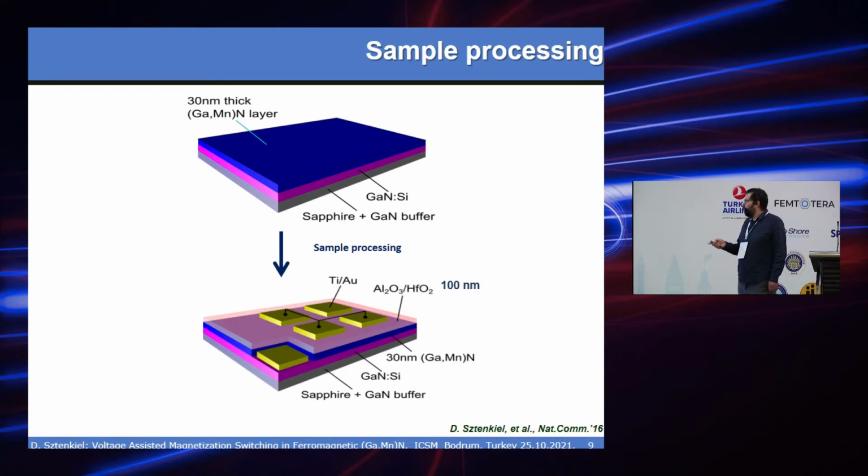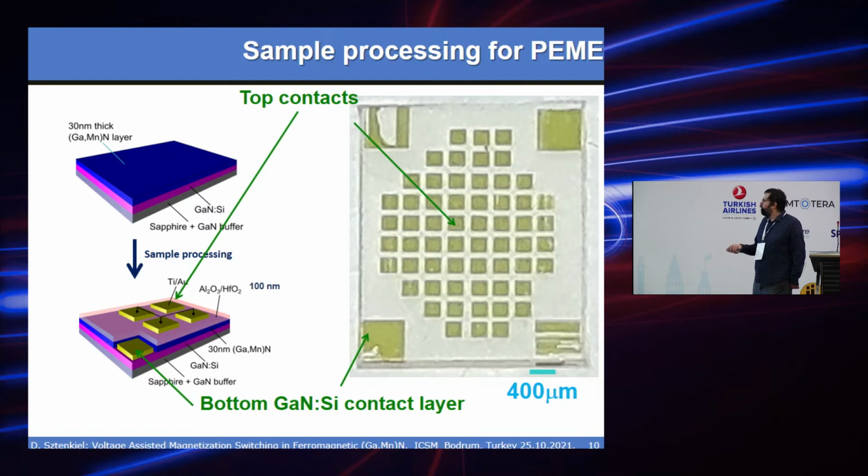So this is the sample processing in more detail. We have the same as in the previous slide. In fact, on top of our layer we have many small capacitors. We checked every capacitor separately, and only those capacitors characterized by a high breakdown voltage are connected in parallel and further studied. And this is the real picture of our layer, with these bottom contacts and top contacts.